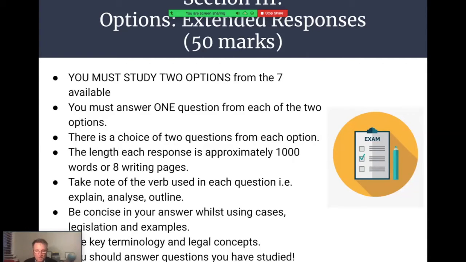When you're writing, don't use common English words. Use legal terms and legal concepts. You will be rewarded for it. The teachers are trying to examine whether you are understanding the syllabus, and the best understanding of the syllabus is shown by use of the concepts, use of the terms, and use of evidence to back up your general ideas.